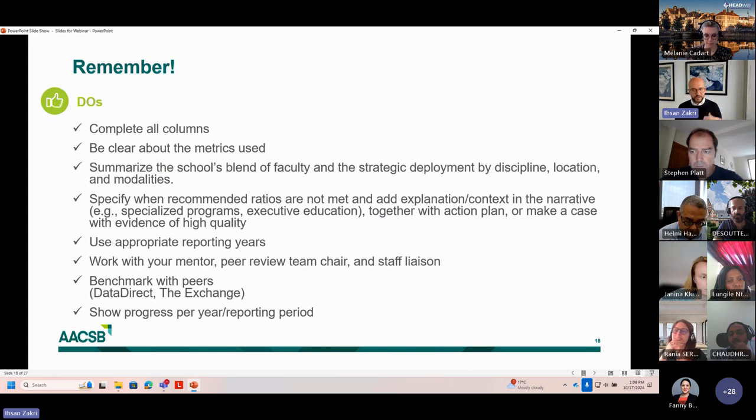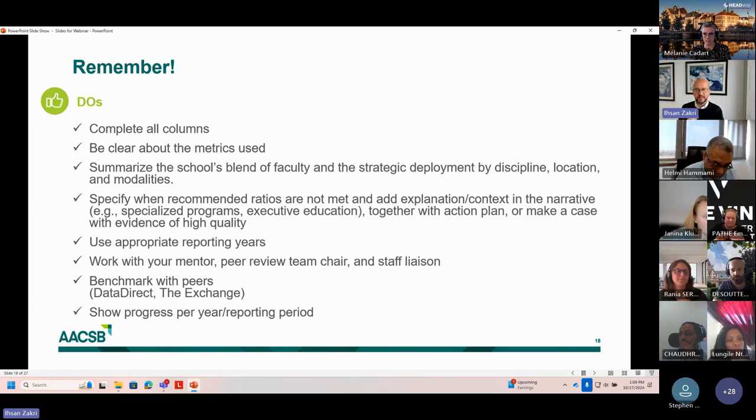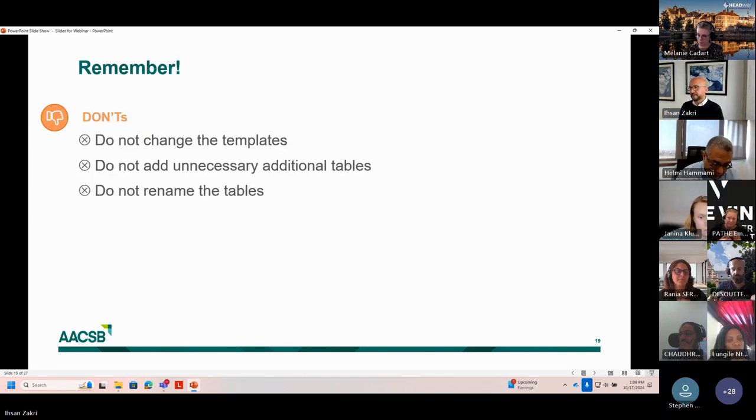Also benchmark with peers if you want to look at examples of how it is done and how they are reporting, through Data Direct and the Exchange. If you want to show progress, and you have multiple years of progress reports, put that. So just part of it, like in 2022, this is where we were, 2023, this is where we were, and here we are, 2024, the complete table. So feel free to guide the reader about the progress. So a summarized version of the table: not a requirement, it's a best practice.